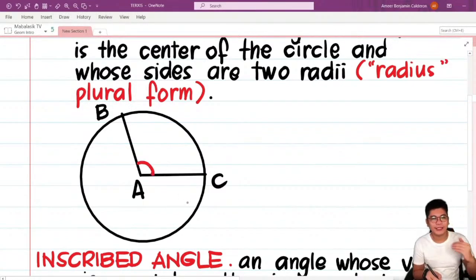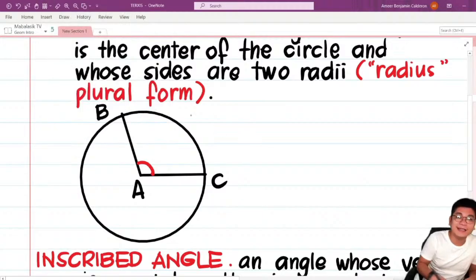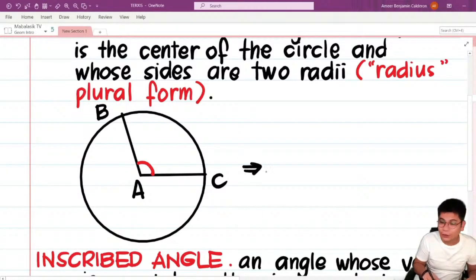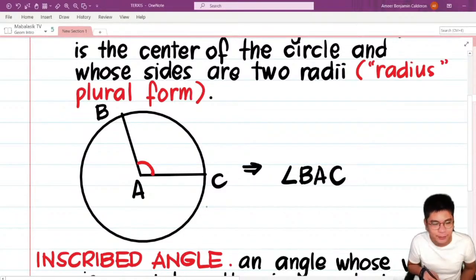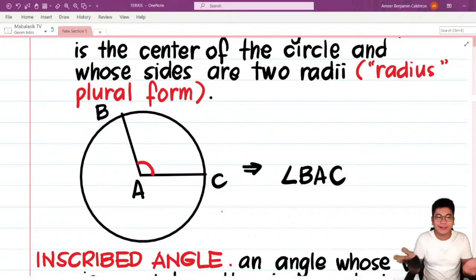Okay? So, meron tayong dalawang radius. Segment AB tsaka segment AC. Tapos yung vertex ng angle natin is the center of the circle. Then, this is called a central angle. And we all know that we prefer to use 3 letters. So, the central angle is angle BAC. Excuse me. So, that is our central angle.